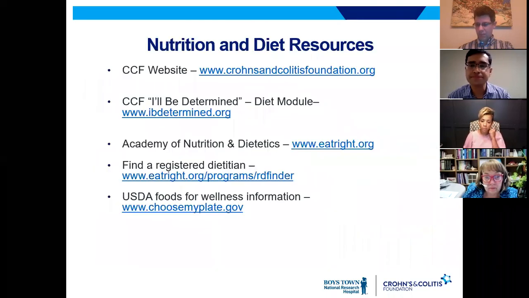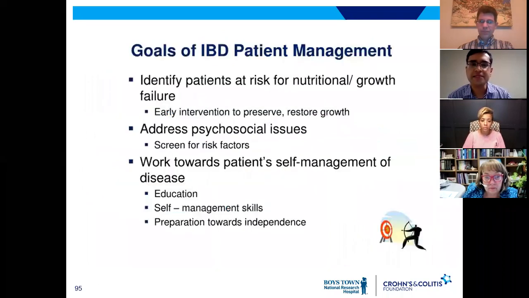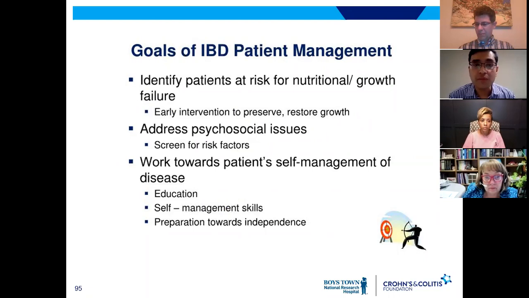Next slide. These are again some of the resources that are there on the CCFA website. Next slide, please. The goals of pediatric IBD patient management are similar to that of adults. A few key factors, just to reiterate, are always assessing our patients for growth failure, growth delay, and signs of malnutrition, and doing early intervention to improve that.